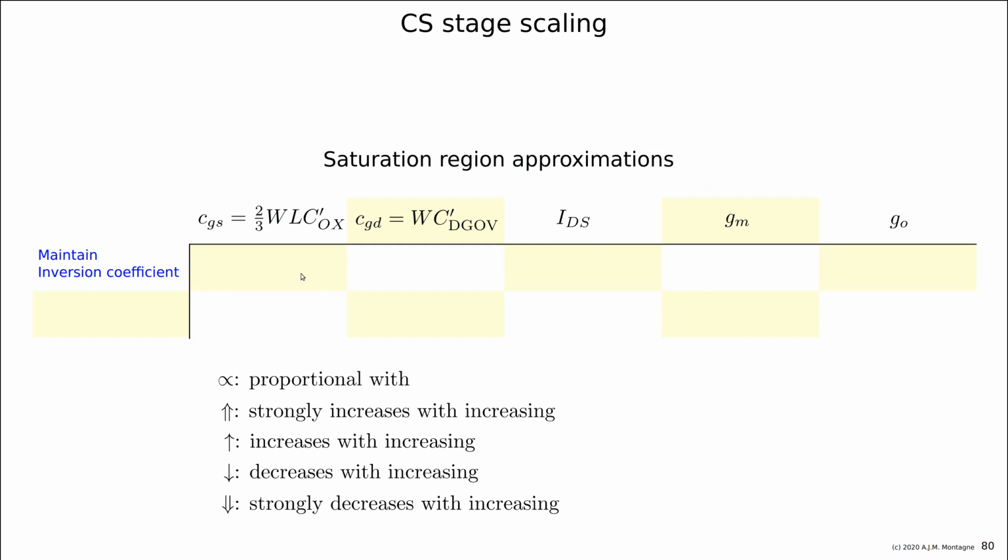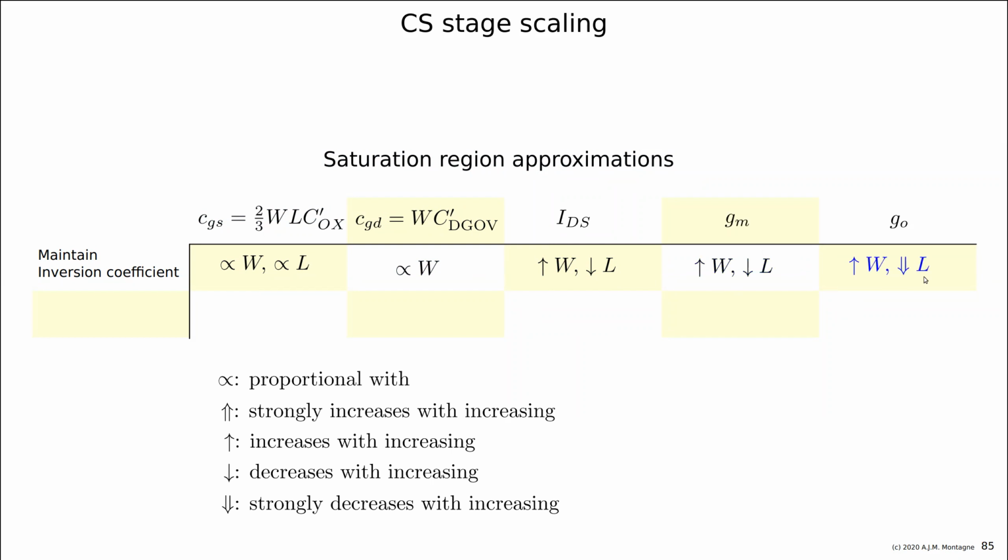keep the VGS such that the IC, the inversion coefficient, stays the same. Well, what happens then? Here, the first two don't depend at all on the inversion coefficient, just this one does. If we increase the width, then IDS increases, because it's like we are placing elements in parallel. But it decreases with the length, IDS proportional to W over L. GM is the same as IDS.